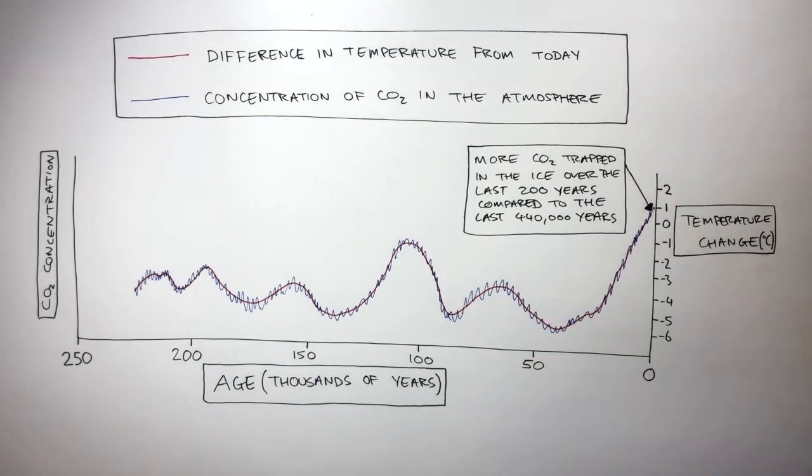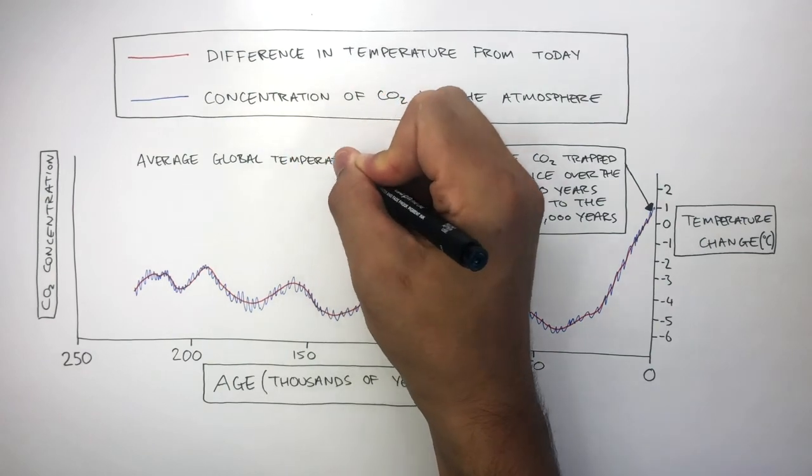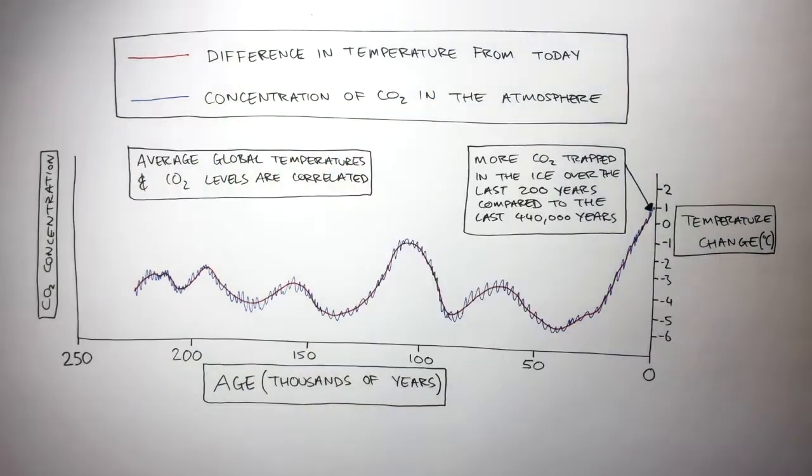So, although we can see average global temperatures and CO2 levels are correlated, scientists believe in the last 200 to 300 years, global temperature rises have been caused by an increase in carbon dioxide levels.